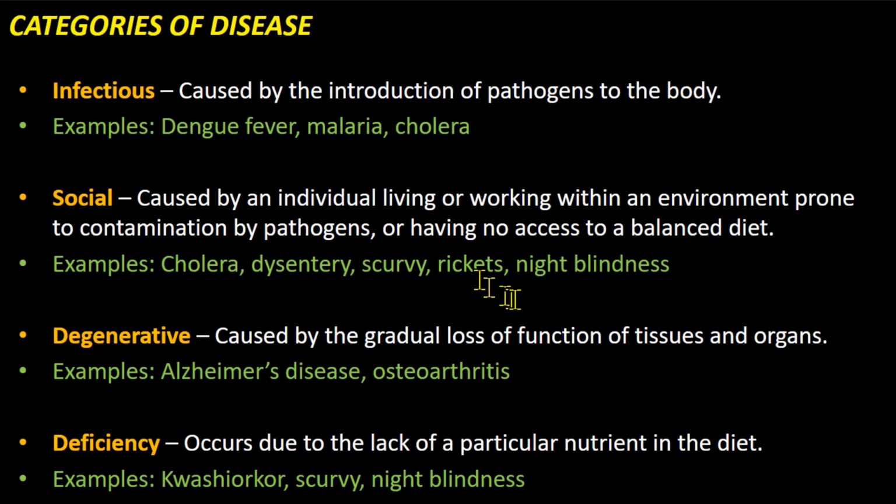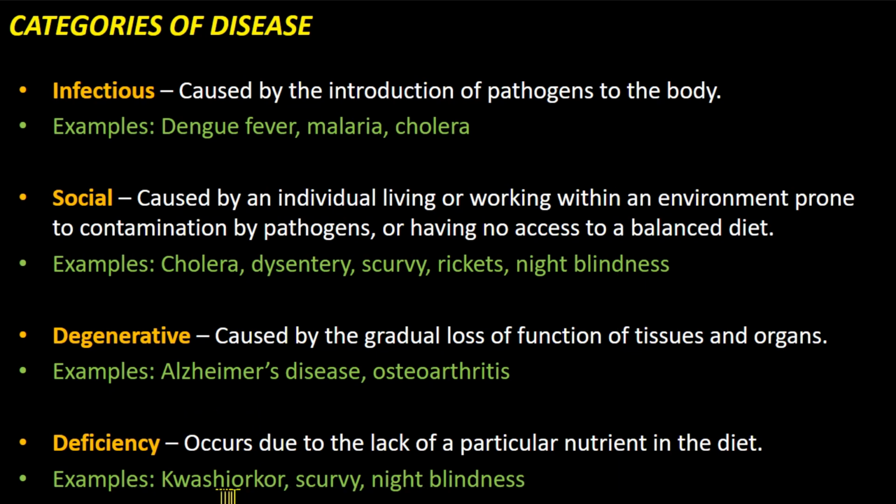Scurvy, rickets, and night blindness are due to deficiencies of vitamins or minerals. So scurvy is due to a lack of vitamin C, rickets due to a lack of vitamin D or calcium, and night blindness is a lack of vitamin A. Degenerative diseases are caused by the gradual loss of function of tissues and organs. Alzheimer's, which is of course due to the degradation of brain tissue, and osteoarthritis, which is due to the degradation of cartilage.